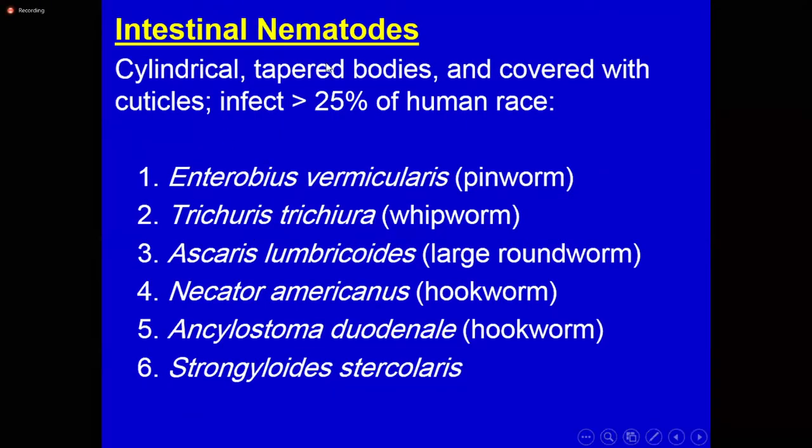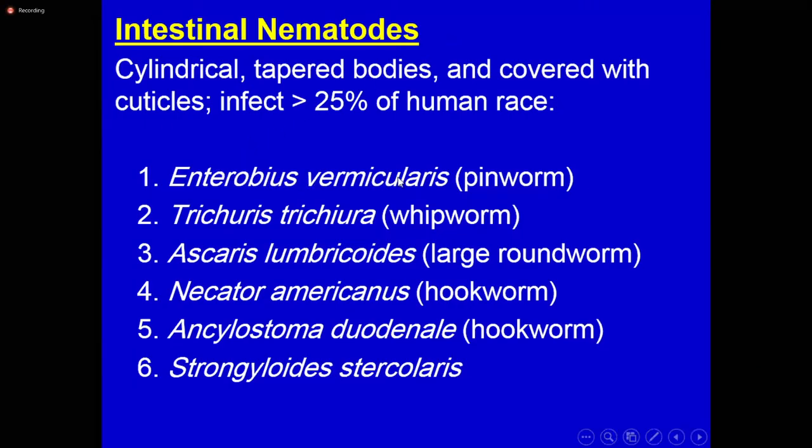Intestinal nematodes are cylindrical, with tapered bodies, meaning the ends are pointed, covered with cuticle, and they infect about 25% of the human race.